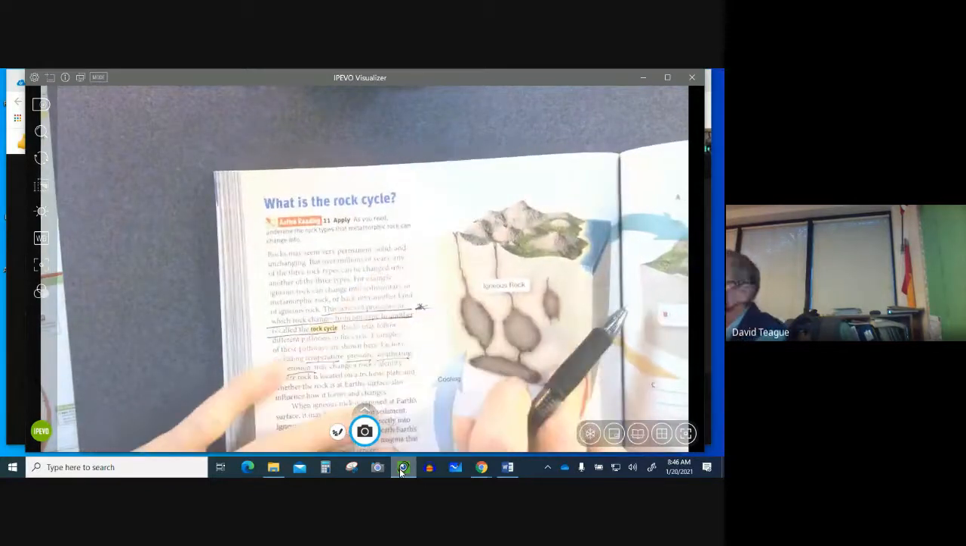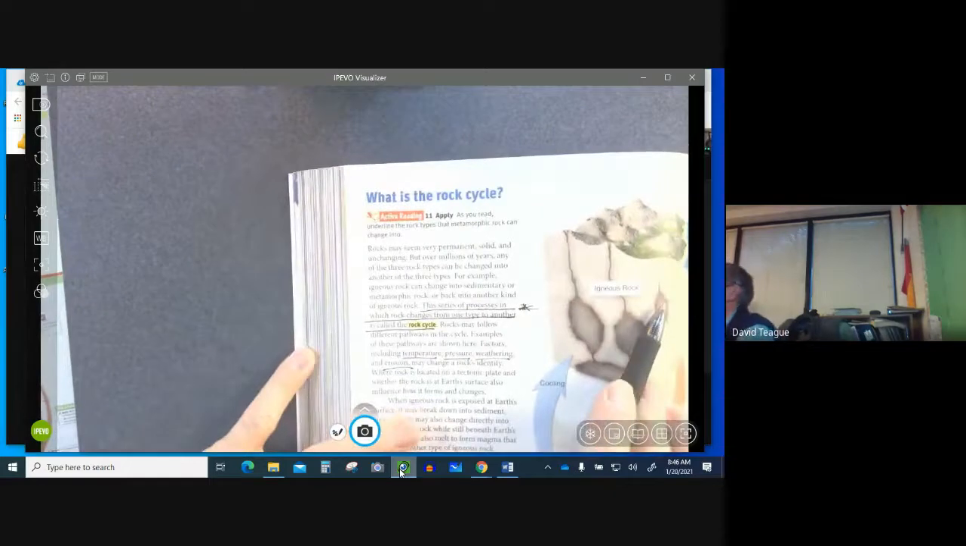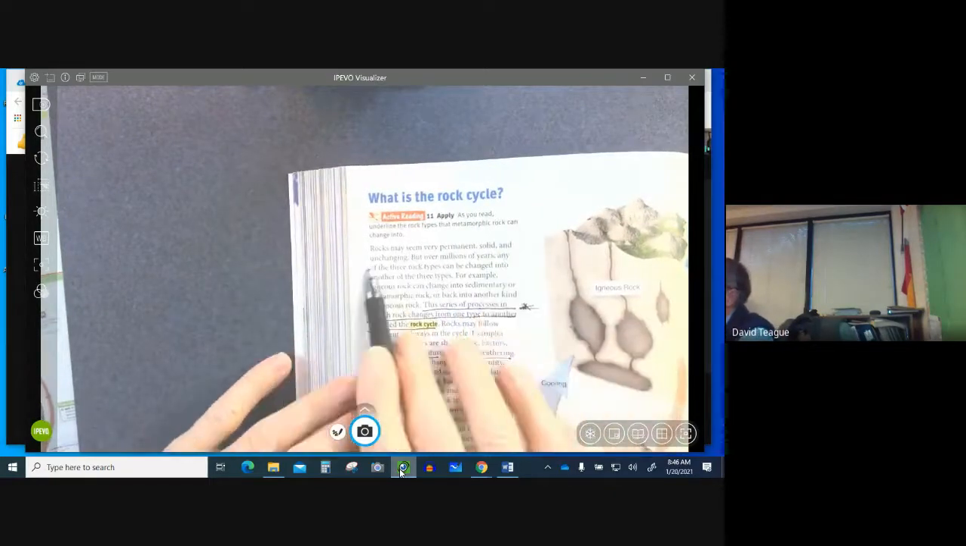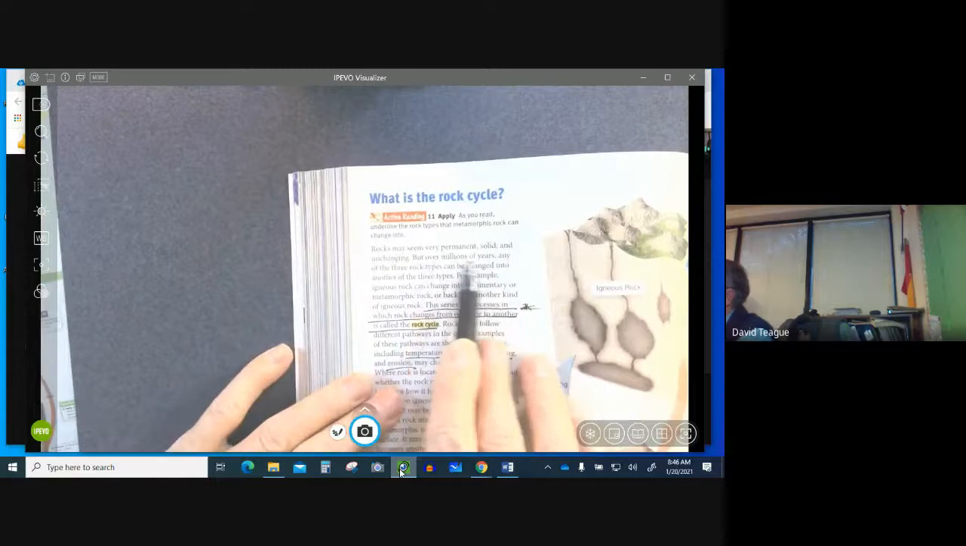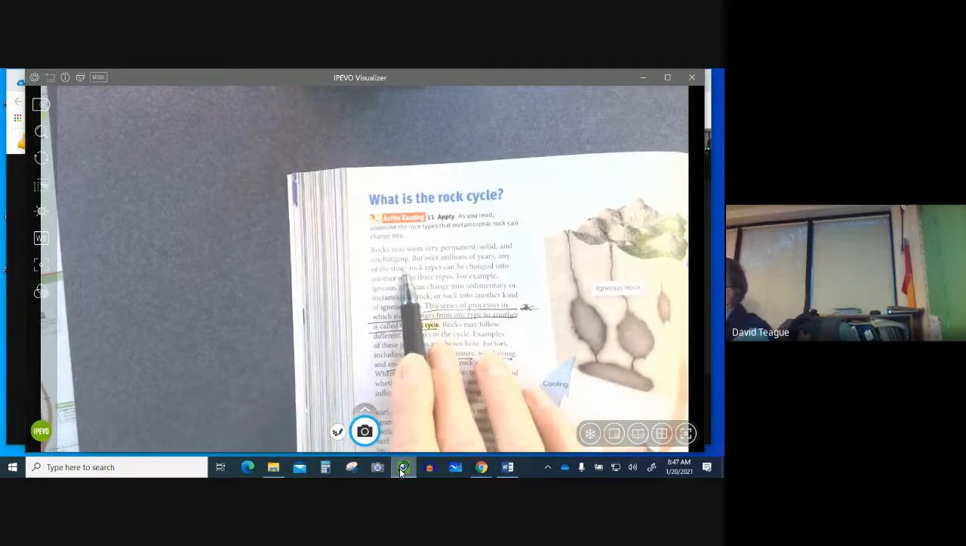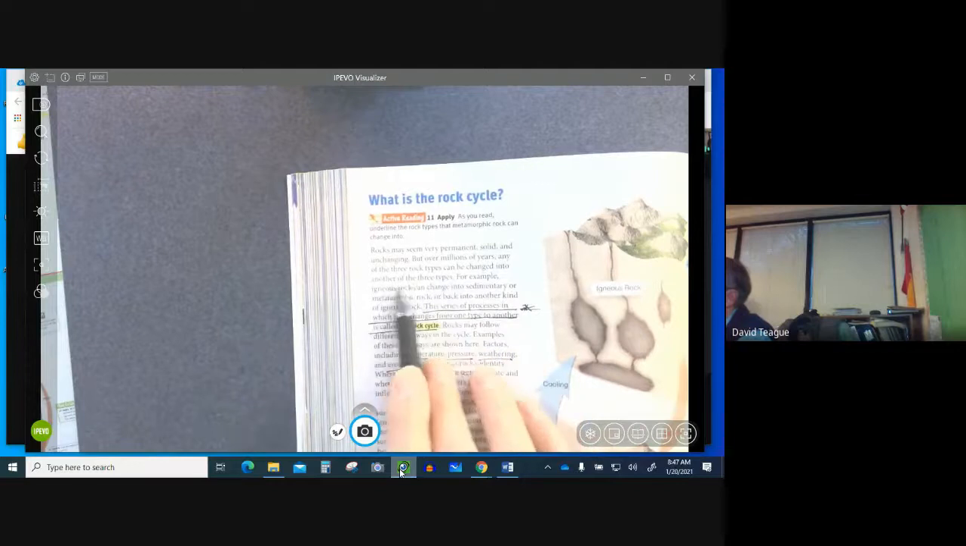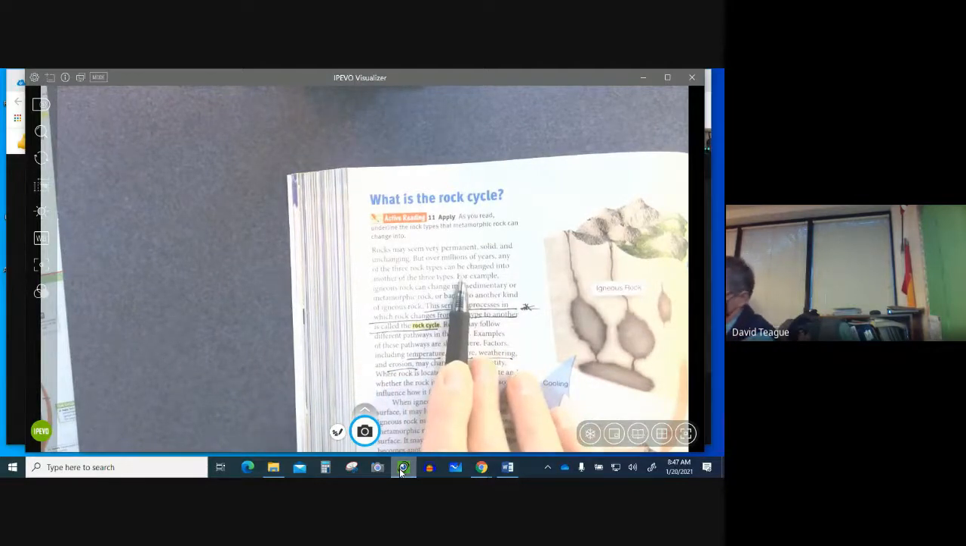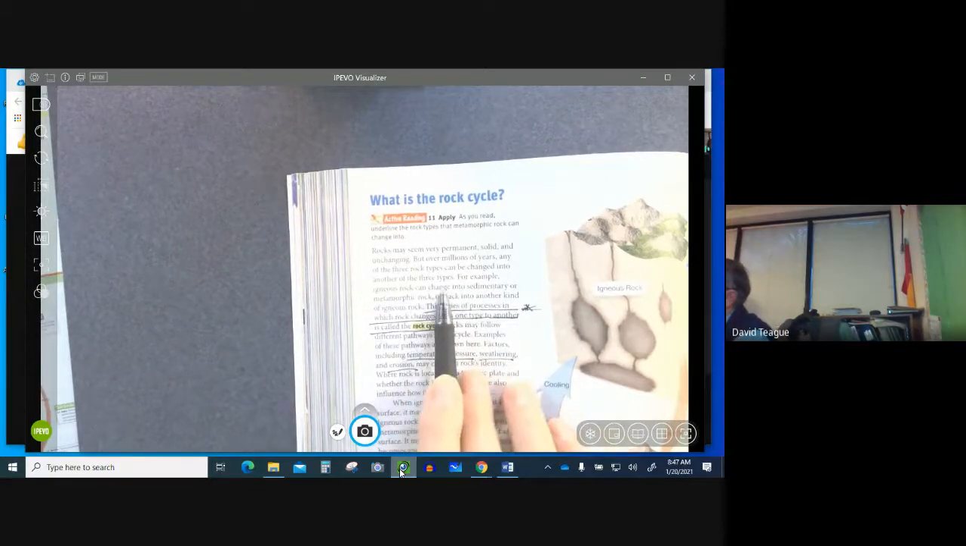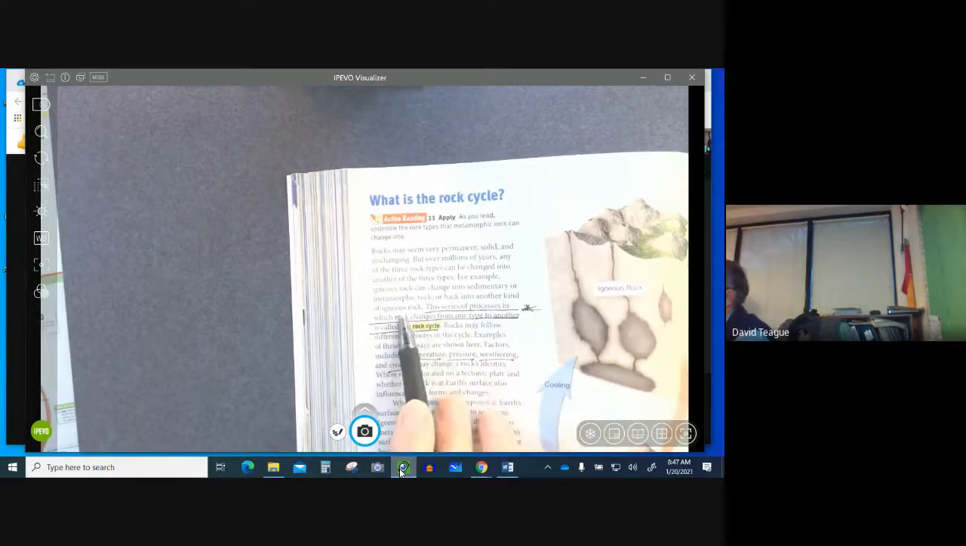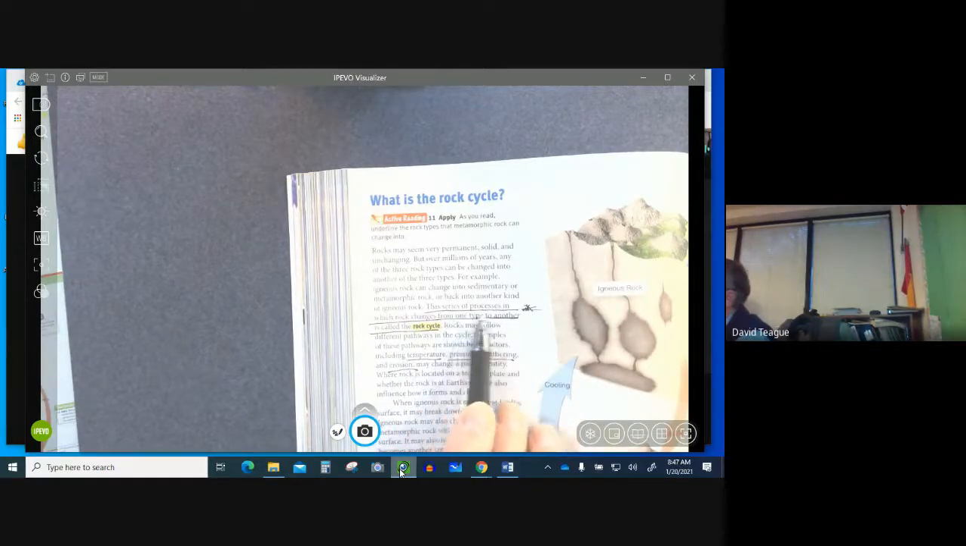Okay, so it says, what is the rock cycle? Rocks may seem very permanent, solid, and unchanging, but over millions of years, any of the three rock types can be changed into another of the three types. For example, igneous rock can change into sedimentary or metamorphic rock, or back into another kind of igneous rock. This series of processes in which rock changes from one type to another is called the rock cycle.